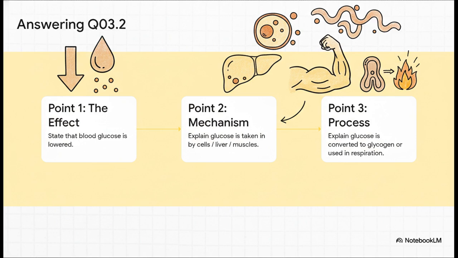First, what's the overall effect? Insulin lowers blood glucose. That's 1 mark. Second, how does it do that? Well, insulin tells the cells in the liver and muscles to start taking in that glucose. That's your 2nd mark. And for the 3rd point, what happens to that glucose? It gets converted into glycogen for storage. 3 clear points, 3 marks in the bag.